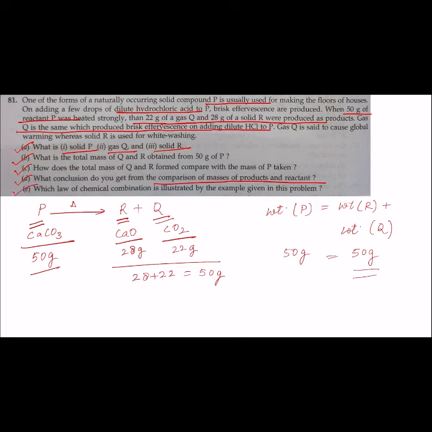E part. Which law of chemical combination is illustrated by the example given in this problem? Now, since mass of reactant is the same as the total mass of the product formed, we can say that the law of conservation of mass is illustrated by the example given in this problem.